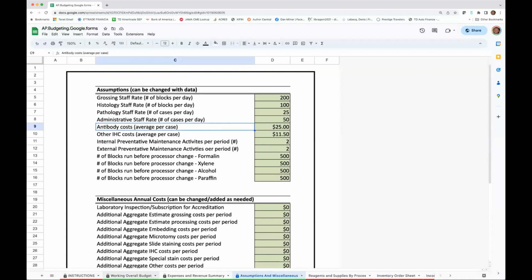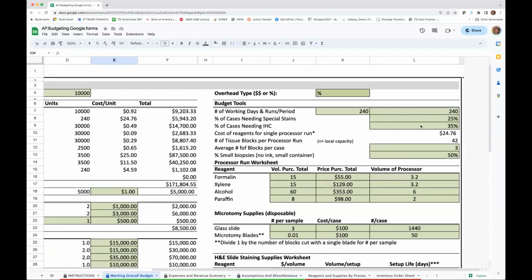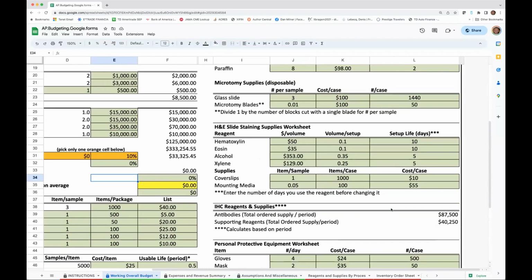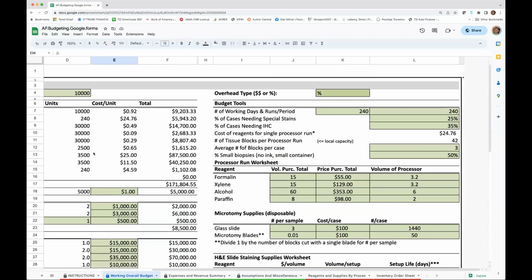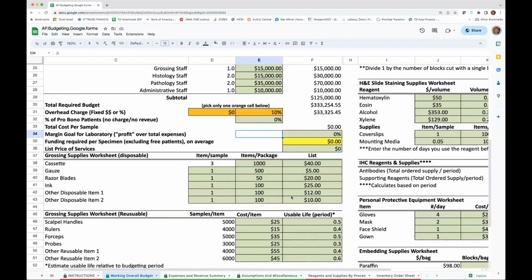So what does that end up doing over here? Well, because we've said 35% of our cases need immunohistochemistry, and we have 10,000 cases, that means 3,500 cases need immunohistochemistry. And so we multiply 3,500 times $25 and 3,500 times $11.50 to get these two numbers. Now, what I want you to look at, and I'll show you this graphically, is this row of numbers. What are the largest numbers in this row? It's the cost of immunohistochemistry, okay? Now, is that problematic? Absolutely.